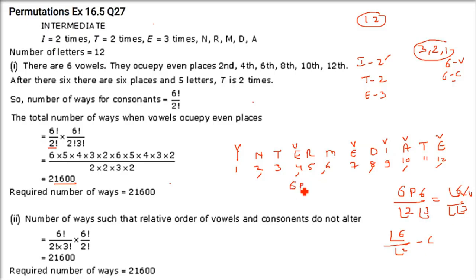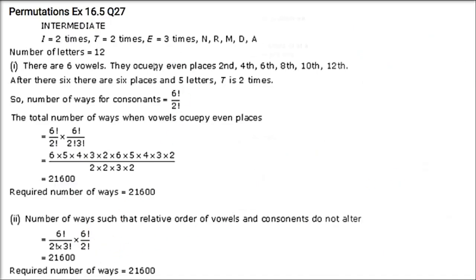So 6 vowels, so factorial 6, 6P6. These are 6, but repetition is there, so for factorial 2 and factorial 3, the same thing will come. Right? And how about the consonants? Consonants should also keep their positions. They cannot change, but still you can have a formation. You can arrange them in these positions only: factorial 6, and this T is repeated, so factorial 2. So factorial 6 by factorial 2, and this is going to be 21600. Same result is going to come.